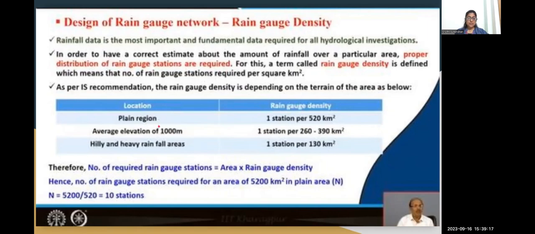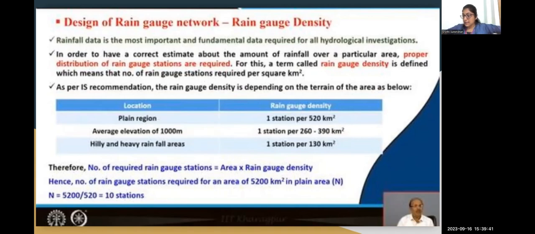Now, in regions where the average elevation is around 1000 meters, we might need a rain gauge station for every 260 to 390 kilometers square. And similarly, for a region which is very hilly and where the rain is very heavy, for such areas you will require a station for every 130 kilometers square.